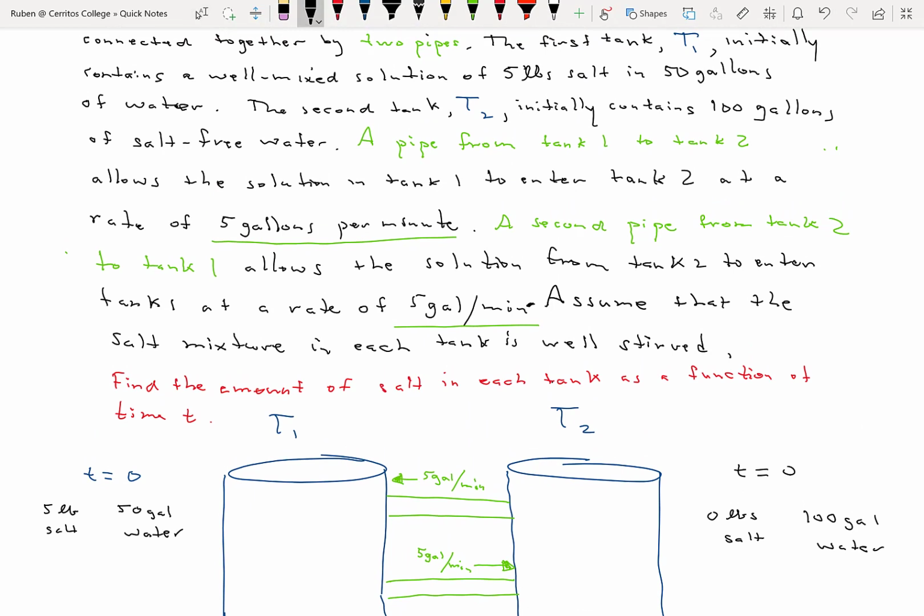Okay, so continuing with the green sentence, or the one that begins in green: a pipe from tank 1 to tank 2 allows the solution from tank 1 to enter tank 2 at a rate of 5 gallons per minute.